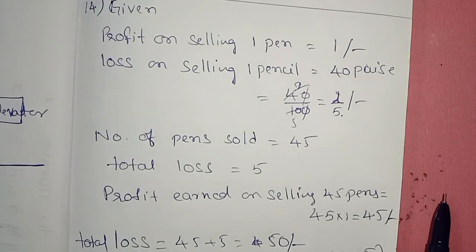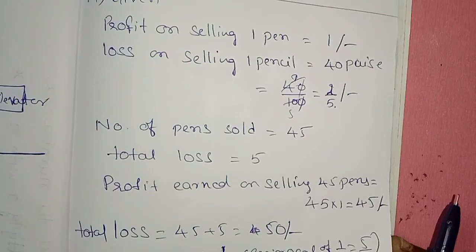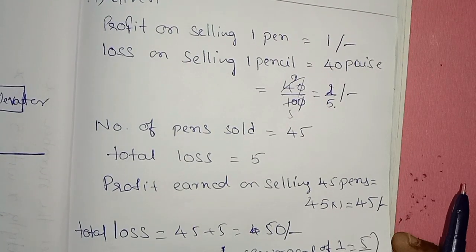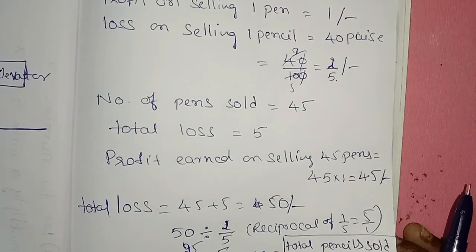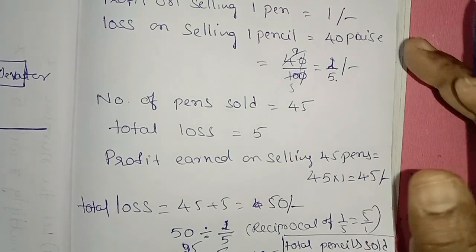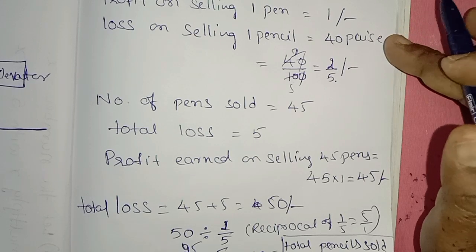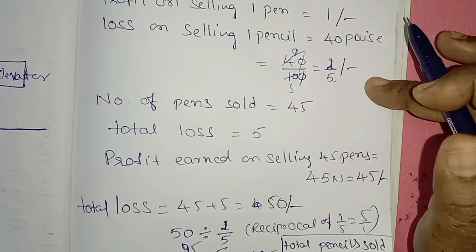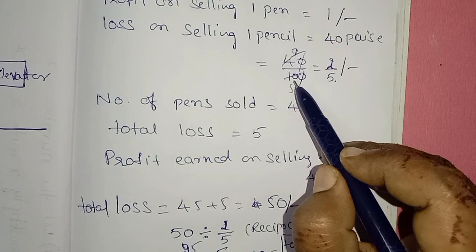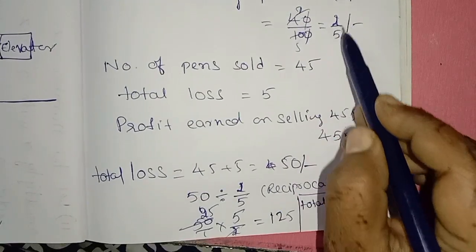You write it step by step. It is very easy to simplify. Profit on selling 1 pen is 1 rupee. Loss on selling 1 pencil equals 40 paisa. So these two units should always be the same. For that reason I am converting 40 paisa into rupees, so simply divide it by 100. So it is equal to 2 by 5.